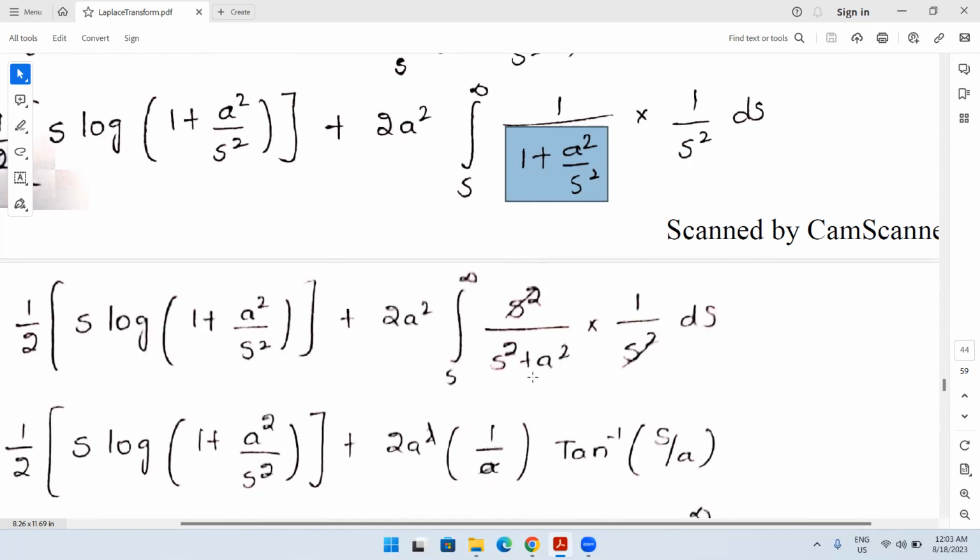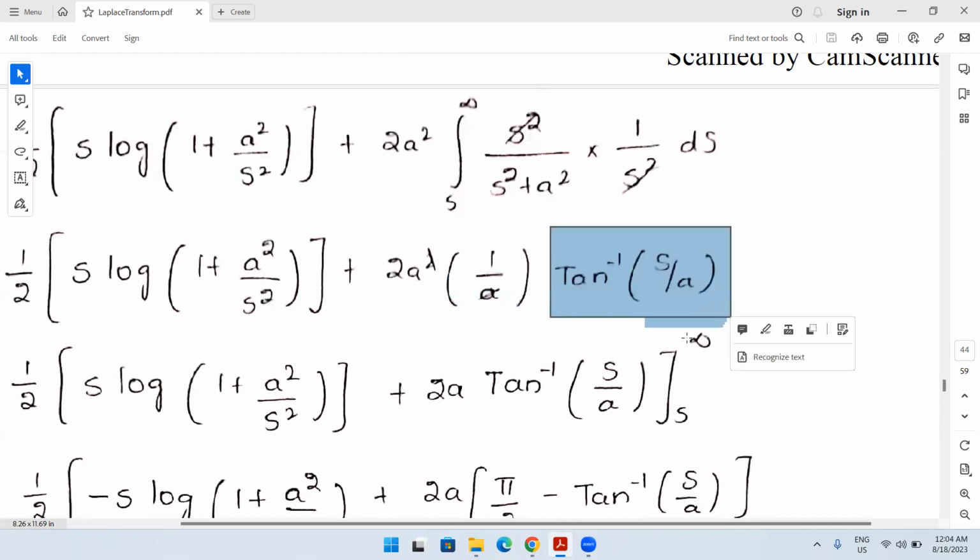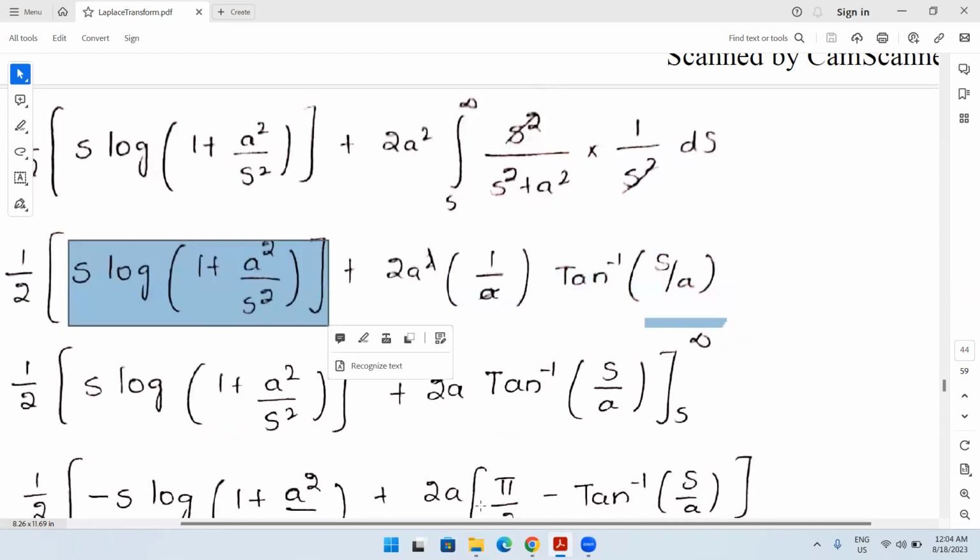In the next step we shall see it. The first term is as it is, no change. Plus 2a square is also as it is. And here the LCM we get (s square plus a square) by s square. That division by s square we bring to the numerator: s square by (s square plus a square) into 1 by s square. So this s square and s square will be cancelled. What will be left? 1 by (s square plus a square) is left. What is the integration of 1 by (s square plus a square)? Nothing but 1 by a tan inverse (s by a), as we saw in the previous problem. The first term is as it is till now.